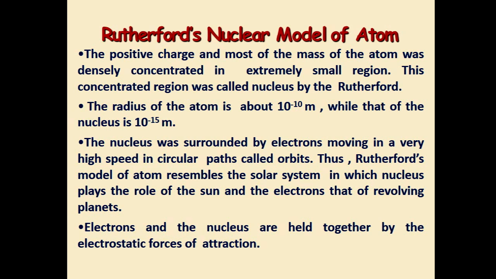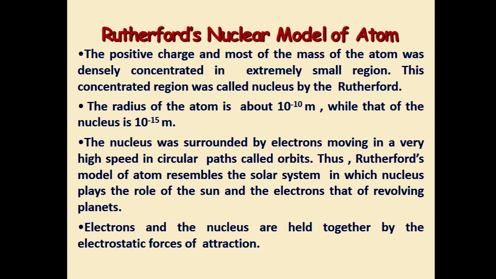So Rutherford gave his nuclear model of atom. According to this model, the positive charge and most of the mass of the atom was densely concentrated in an extremely small region. This concentrated region was called the nucleus by Rutherford. So the nucleus was discovered by Rutherford. The radius of the atom is about 10 raised to power minus 10 meter, while that of the nucleus is 10 raised to power minus 15 meter.